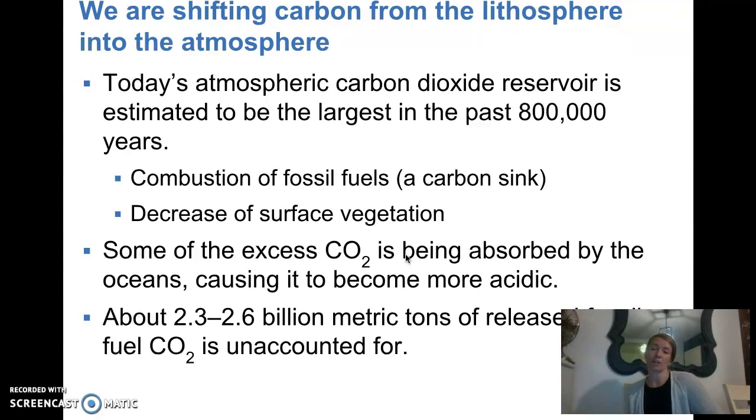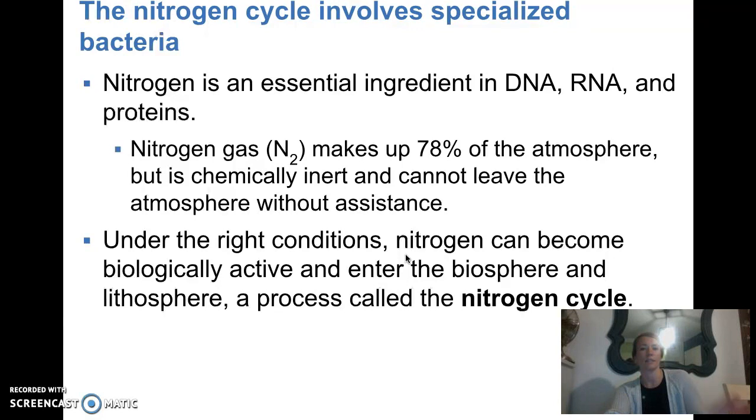And a lot of the excess carbon dioxide is being absorbed by the ocean. So the ocean is becoming more acidic, which is what's leading to things like coral bleaching. And about 2.3 to 2.6 billion metric tons of released fossil fuel CO2 is unaccounted for, meaning it's just in the atmosphere. So not very good. All right, that's the carbon cycle.